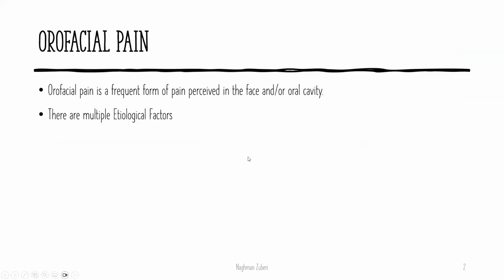So let's see what is orofacial pain, just for the revision. Orofacial pain is a frequent form of pain perceived in the face and or oral cavity. And as we have discussed already in our previous lectures, there are multiple etiological factors which may cause pain in our orofacial region.